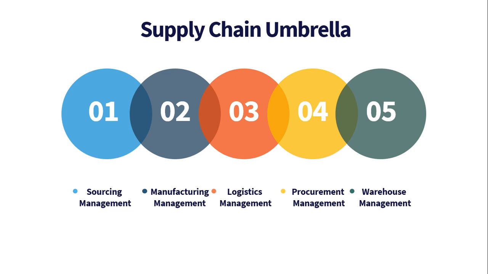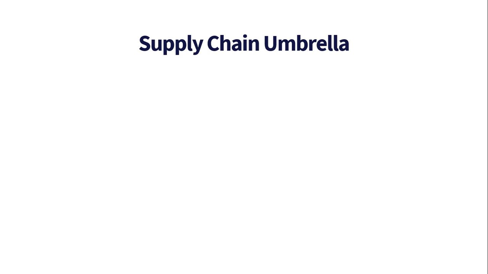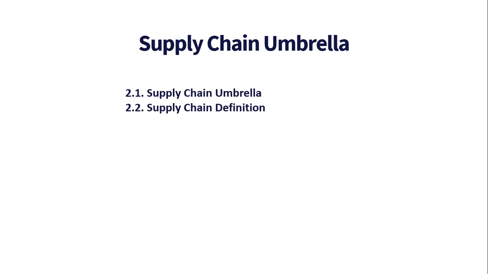So this includes starting from having the raw materials, going to the supplier, and then getting to the manufacturing, then using logistics to deliver these items to your warehouse or to your retail stores until the product is delivered to your end customer.